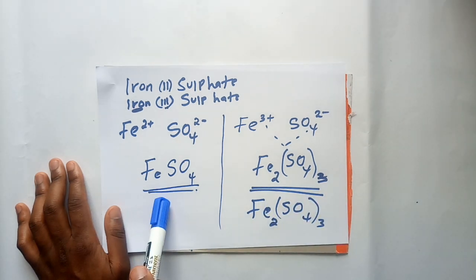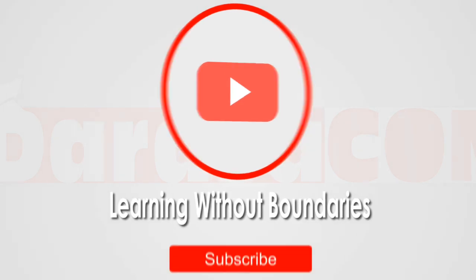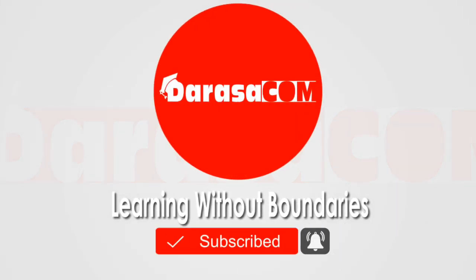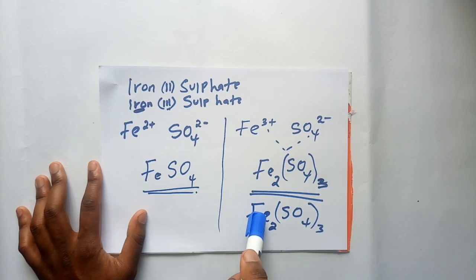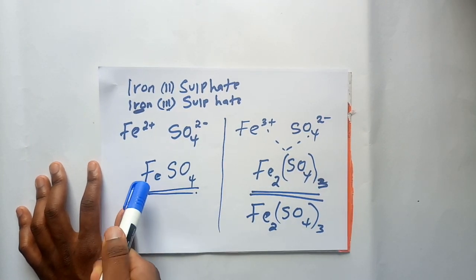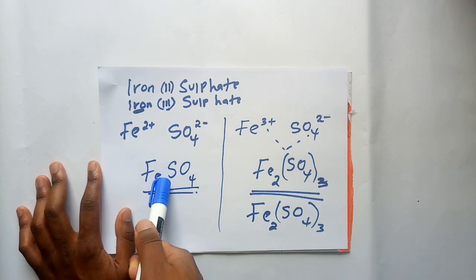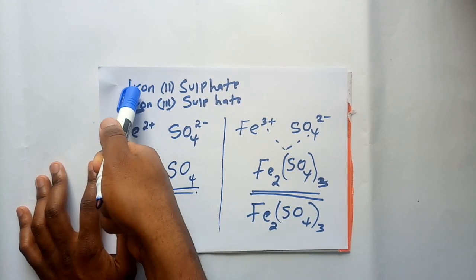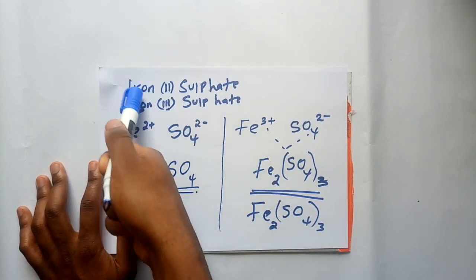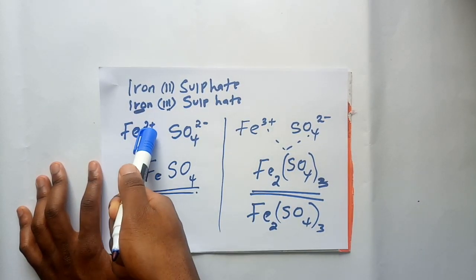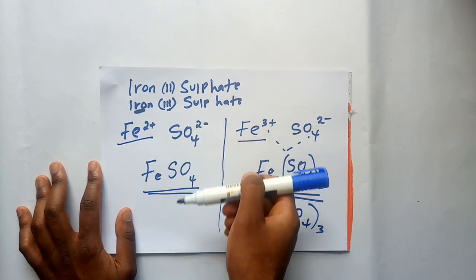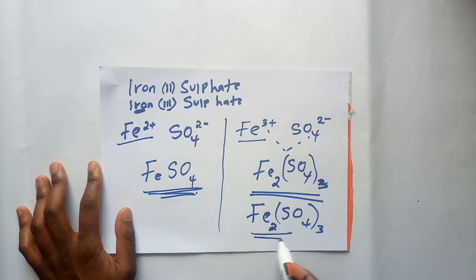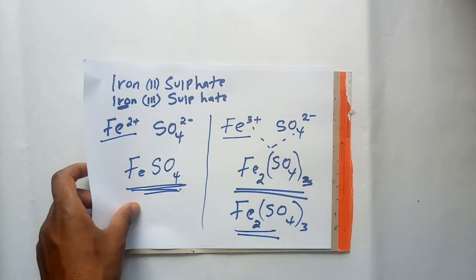A student may be tempted to say that this one is iron 2 sulfate, and this one is iron 1 sulfate, from the formula. But we get the formula from the name, as we have seen. Iron 2, iron 3. When you follow the procedure, you get this formula and you get this formula. Pretty easy, right?